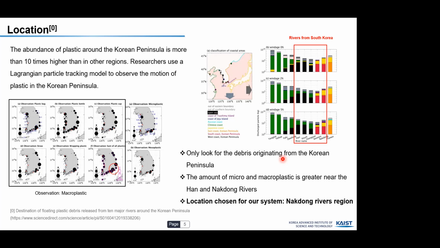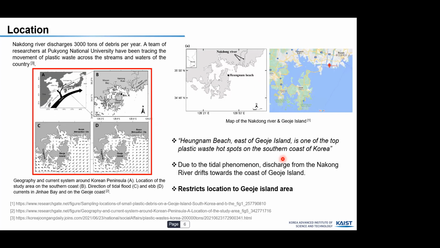Now that we have our region, we want to narrow it down. We found that the Nakdong River discharges 3,000 tons of debris per year, which is a lot. We also found that a team of researchers at Pukyong National University have been tracing the movement of plastic waste across the streams and waters of the country. They say that, I'm sorry for my pronunciation of Korean words, I'm doing my best, Goji Island, which is here, is one of the top plastic waste hotspots on the southern coast of Korea.